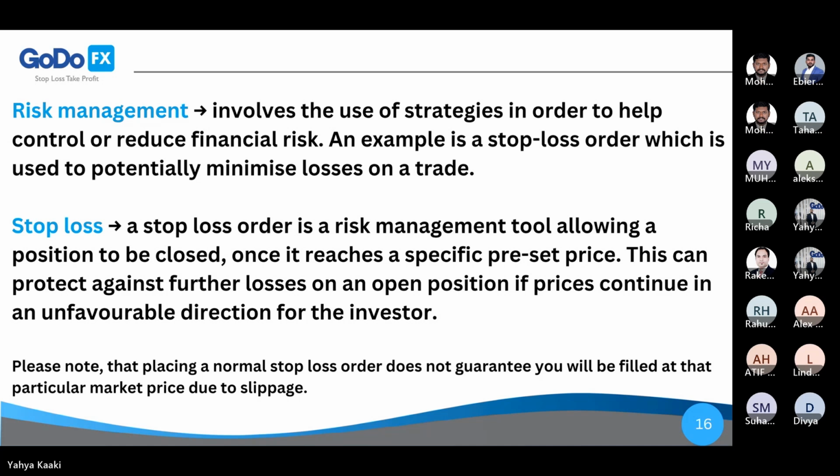Now, take profit. A take profit order is a risk management tool also, allowing a position to be closed automatically once it reaches a specific preset profit goal. And this can protect against profits being lost in an unexpected reversal of price directions before the investor can close the position. So it's different than stop loss. This one is take profit. It's the same idea.